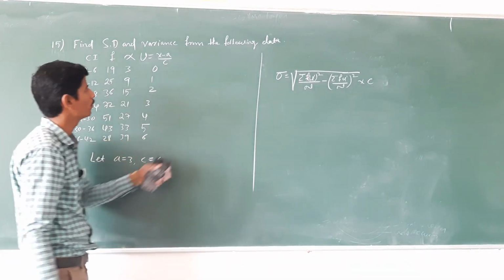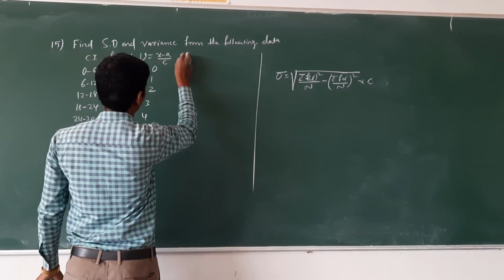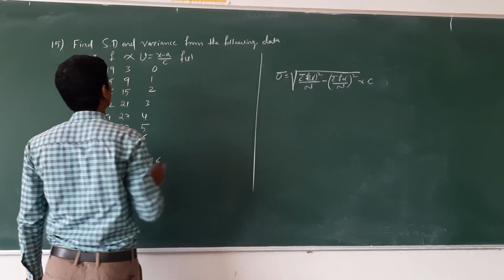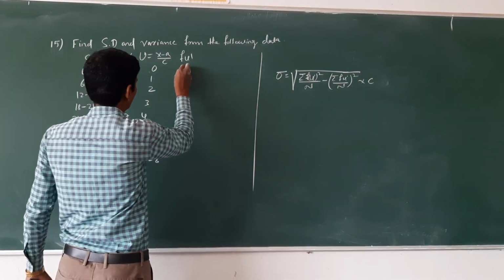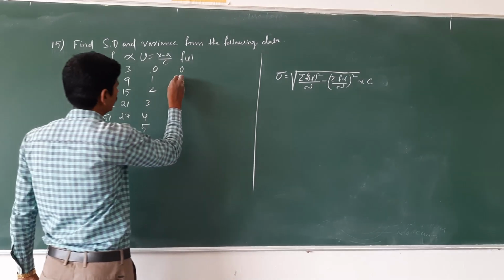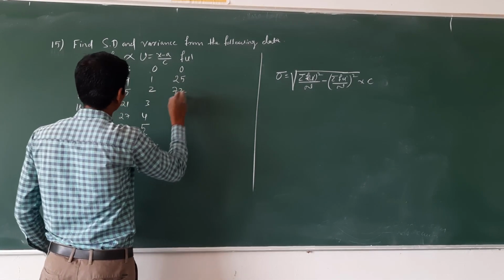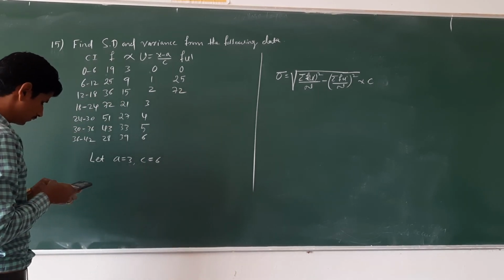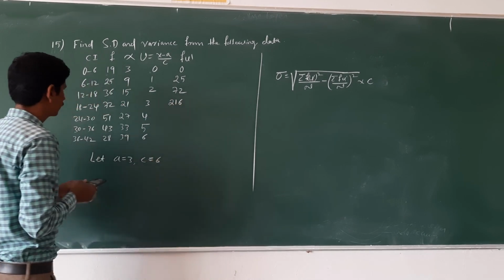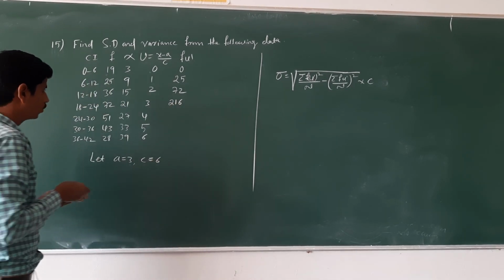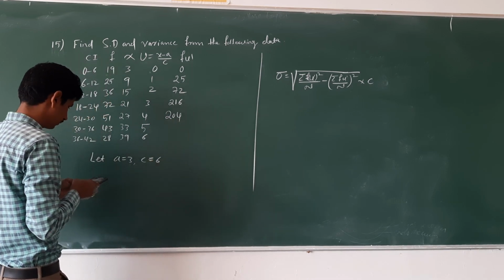Next we have to multiply f into u dash, frequency into u dash. Here 19 into 0 is 0, 25 into 1 is 25, 36 into 2 is 72, the next 72 into 3 is 216, the next 51 into 4 is 204, the next 43 into 5 is 215.